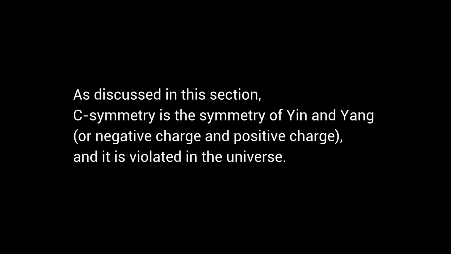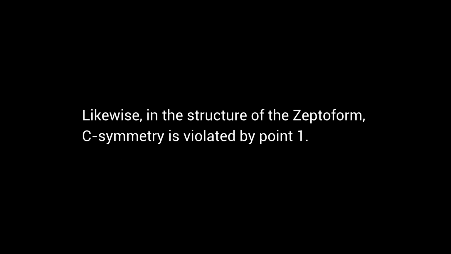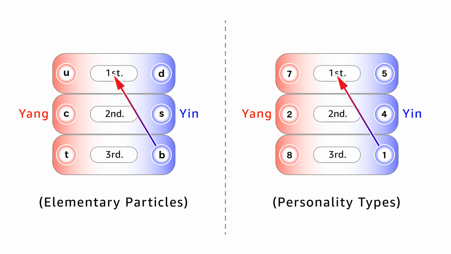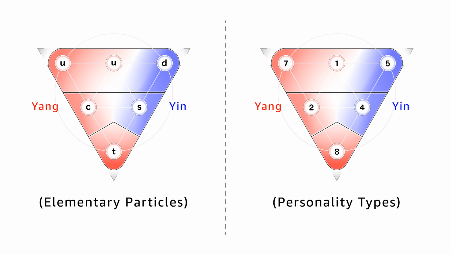As discussed in this section, C symmetry is the symmetry of yin and yang, or negative charge and positive charge, and it is violated in the universe. Likewise, in the structure of the Zeptoform, C symmetry is violated by point 1. In this figure, the left side represents particles, and the right side represents enneatypes. As illustrated in the right figure, point 1 is changed from introvert to extrovert, or yin to yang.